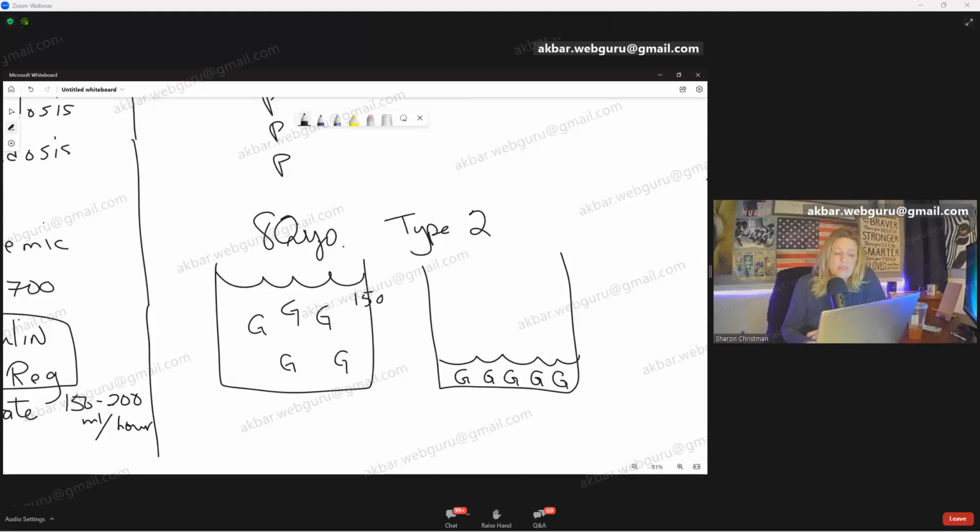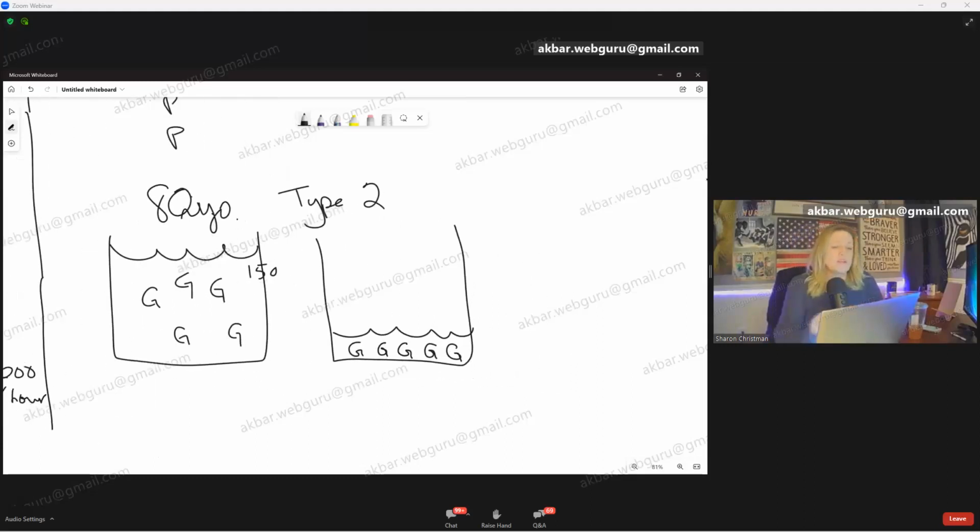Really concentrated. If we check her blood sugar, do you know what her blood sugar is probably going to be? Now her blood sugar is going to be probably 1,000 to 1,500. Well, how in the world did it get that high and we didn't know it?